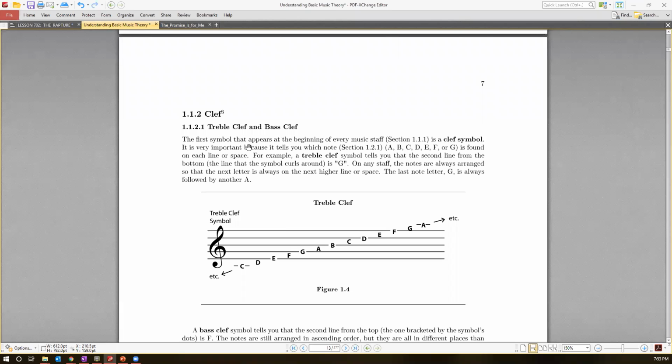So, treble clef and bass clef. The first symbol that appears at the beginning of every music staff is a clef symbol. It is very important because it tells you which note, A, B, C, D, E, F, or G, is found on each line or space. For example, the treble clef symbol tells you that the second line from the bottom, the line that the symbol curls around, is G.